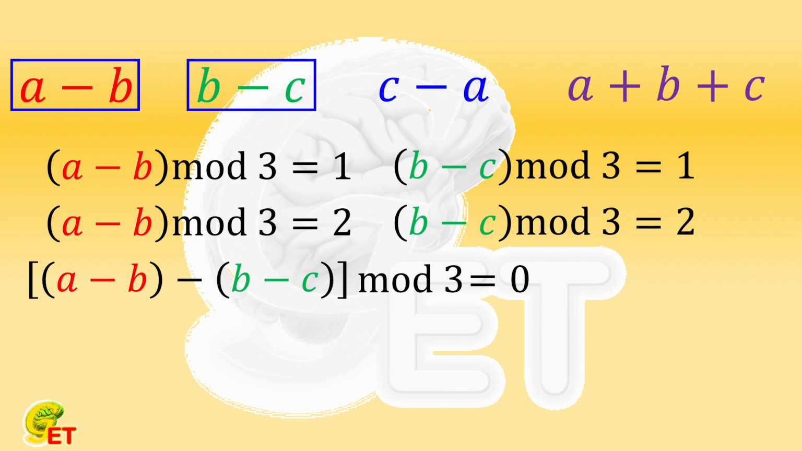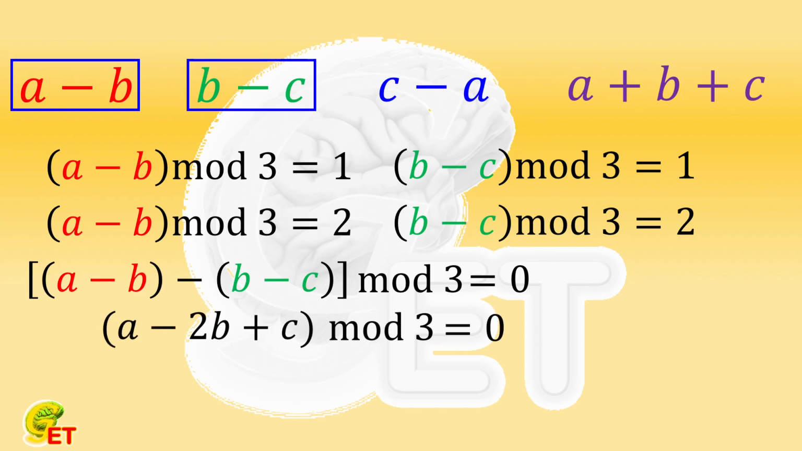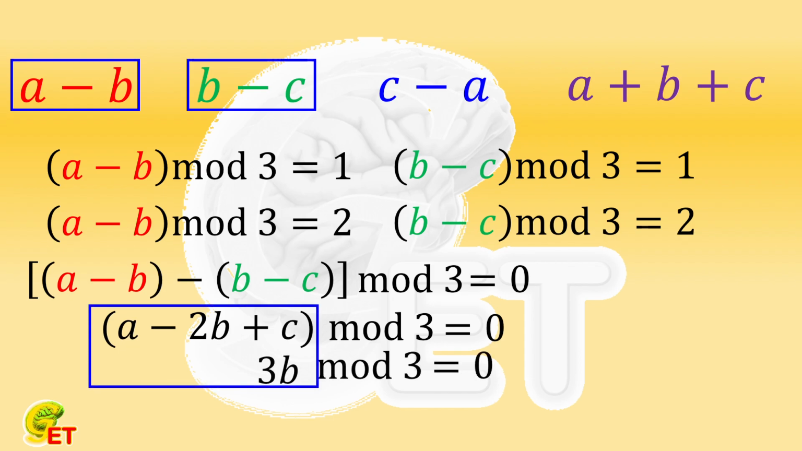So what is A minus B minus C equal to? It is equal to A minus twice B plus C. It is divisible by 3. In addition, we also know that 3 times of any integer must be divisible by 3, for example, 3 times of B is divisible by 3. We add them up and get exactly A plus B plus C, which must be divisible by 3.